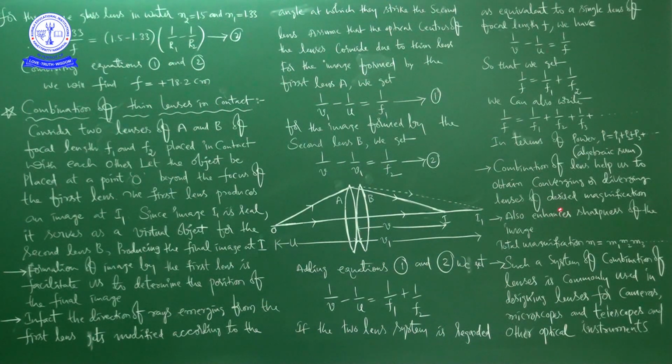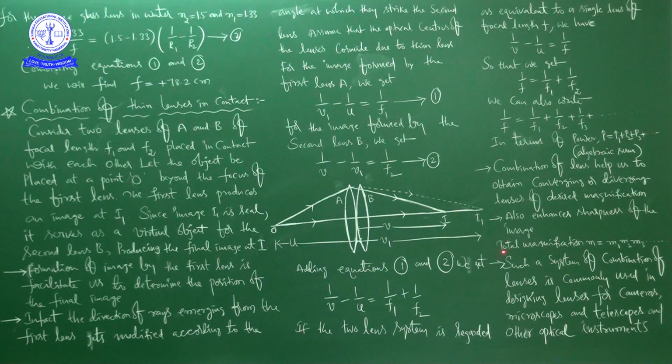So I think you might have understood the sharpness of the image. Sometimes when we are using either a microscope or binoculars, we feel that the image is not clear, right? When the image is clear, the quality is high, and that is linked to the sharpness of the image. So this combination of lenses helps us to increase the sharpness of the image.